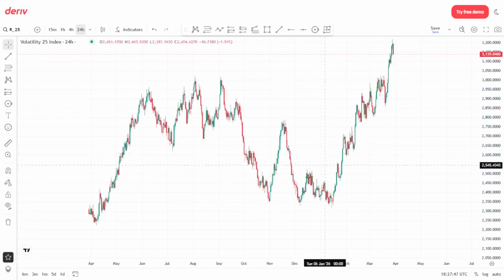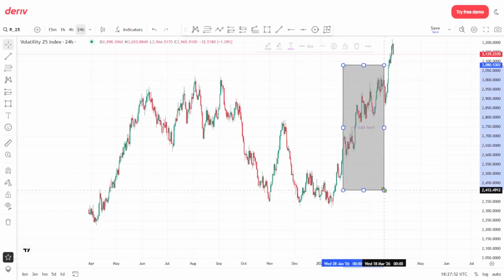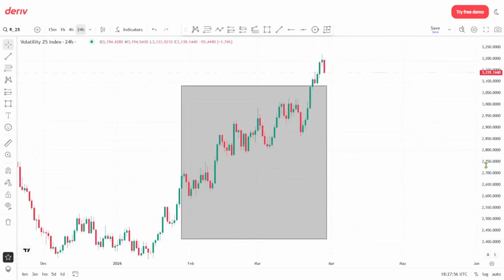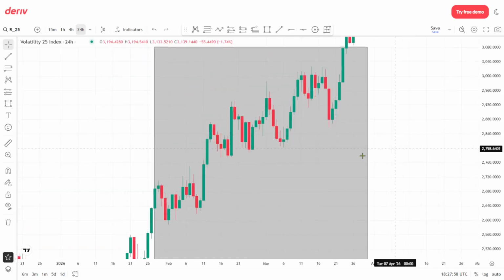On the lower time frame, from this point to this point, there were scaling trades. There were two entries here I had on the lower time frame based on key levels. I had two entries here.